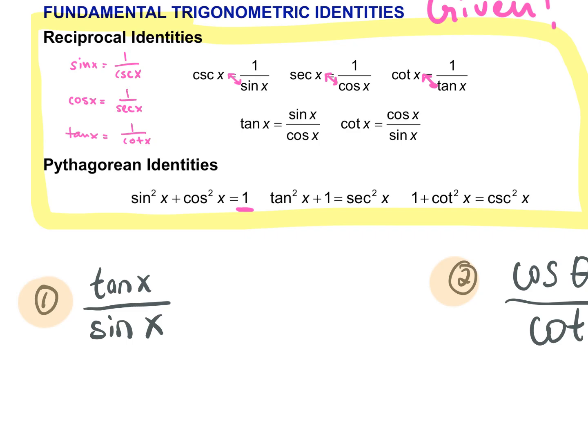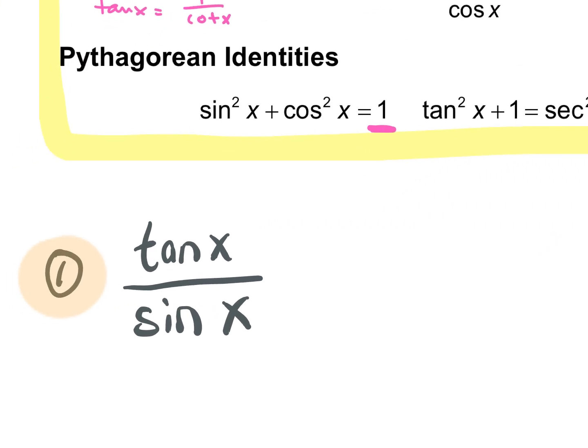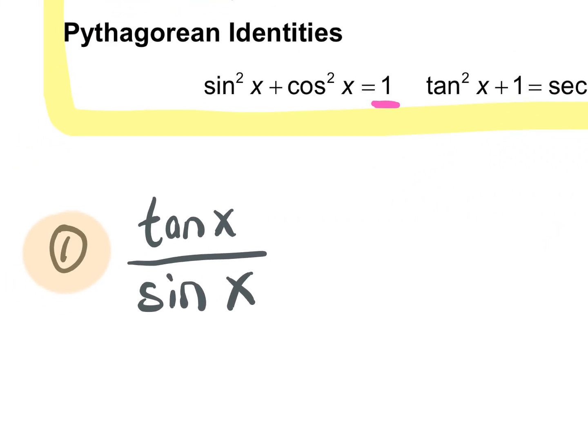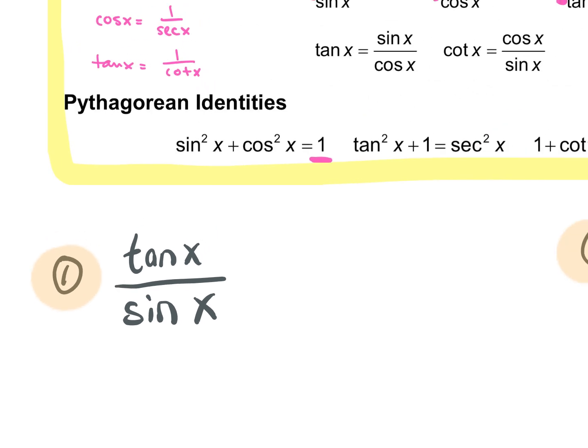So starting with number 1 here. It's pretty simplified already, but we want to simplify it more. So one thing that we could do is change everything to be in terms of sine and cosine. How could I change tangent to be in terms of sine and cosine? What does tangent equal? Sine over cosine. So I'm going to change tangent to be sine over cosine.